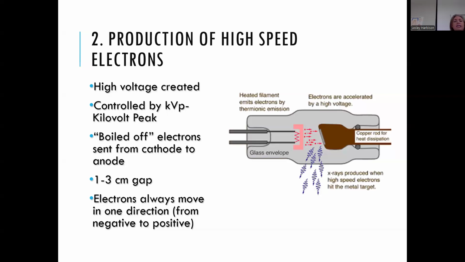So there's this gap between the filament and the tungsten target that's embedded in the copper, and it's really tiny. It's only like 1 to 3 centimeters. I guess it depends on how big your X-ray machine is. But it's just a small gap that those electrons need to be sent over quickly to the other side, to that anode. So electrons always move in one direction, always, always, always. They're moving from the cathode to the anode, always from negative to positive. So we have to have a production of high-speed electrons, and that's where our KVP comes in.